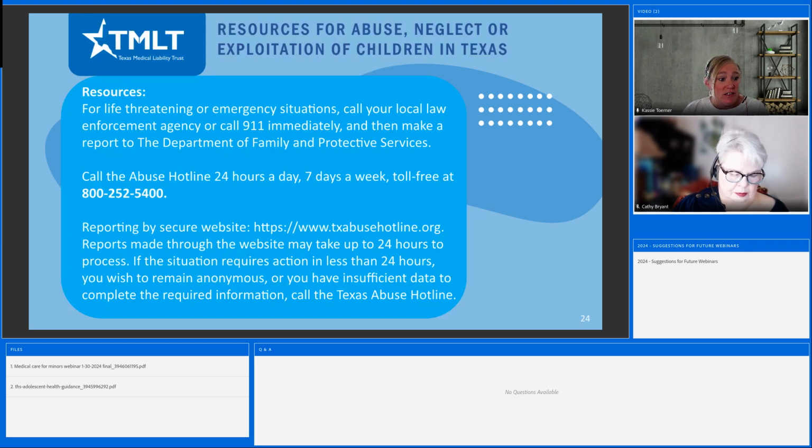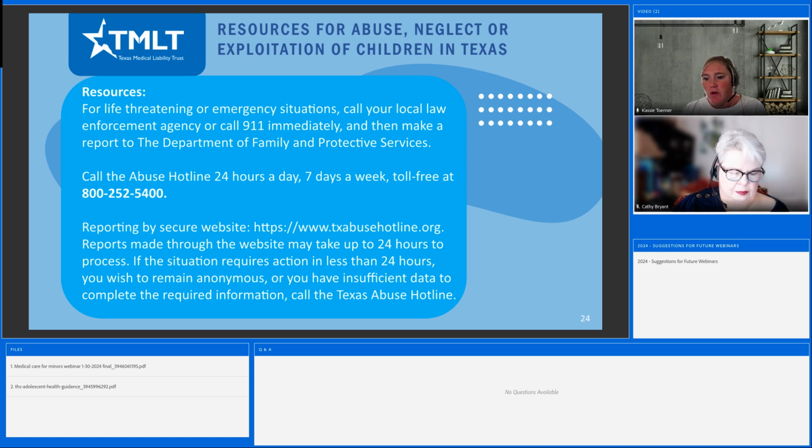If you feel that it's a life threatening or emergency situation, call 911 or your local law enforcement immediately, and then make the report to DPS. You can always call the abuse hotline 24 hours, 7 days a week. The toll free number is there for your reference. If you wanted to make a report online for reasons of anonymity, or you felt that it wasn't something that required immediate attention, you could use the website.